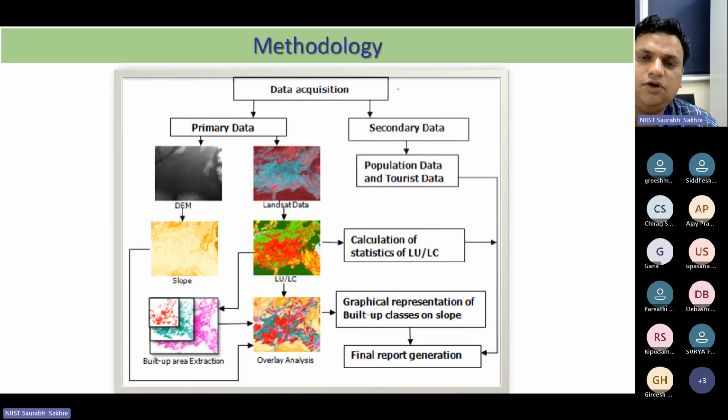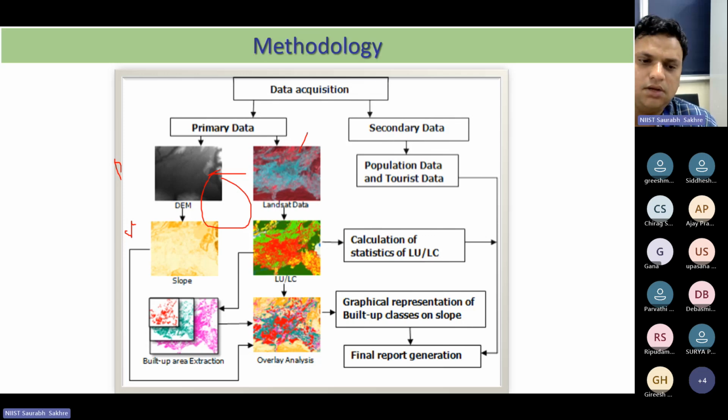Then the methodology we have followed is this. First, we have collected the Landsat data. We have carried out land use land cover analysis of that. And parallelly, we have collected the digital elevation model, DEM, also. And from that DEM, we have categorized slope. Okay. Using these four things, we have overlaid the land use land cover on the slope map, and we have tried to work out on what category of slope, how much built up has been superimposed.